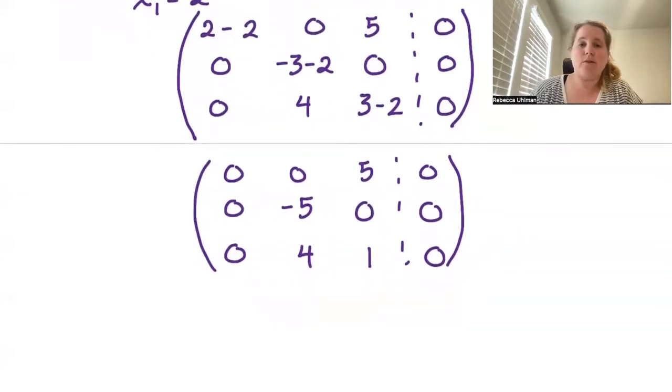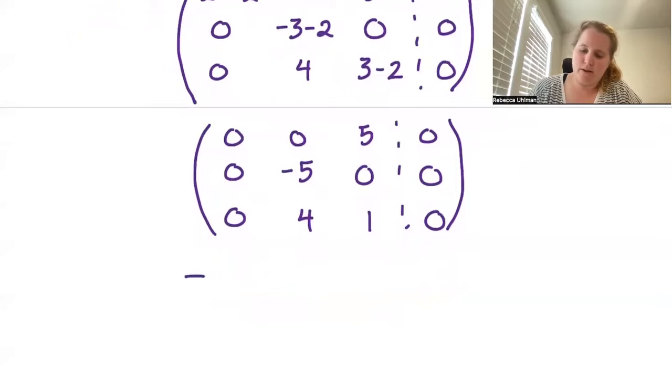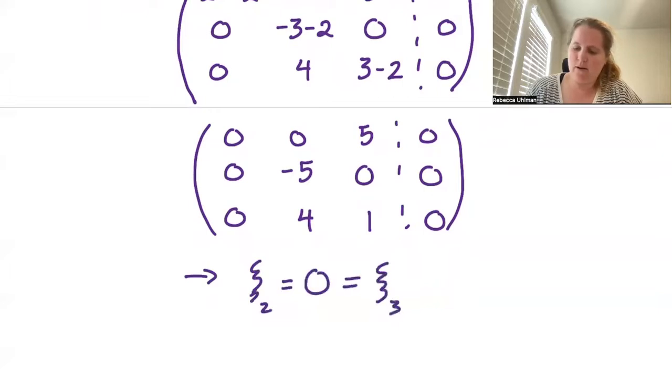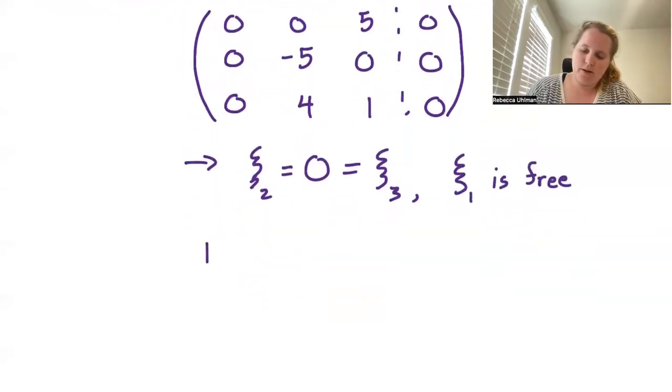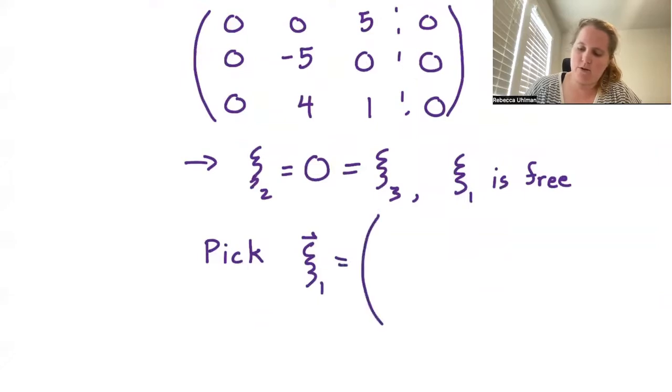So from here, this results in us getting xi2 is 0, as is xi3. Xi1 is free. And so we can just pick our vector xi1 to be, first position is 1, and then second and third row are both 0.